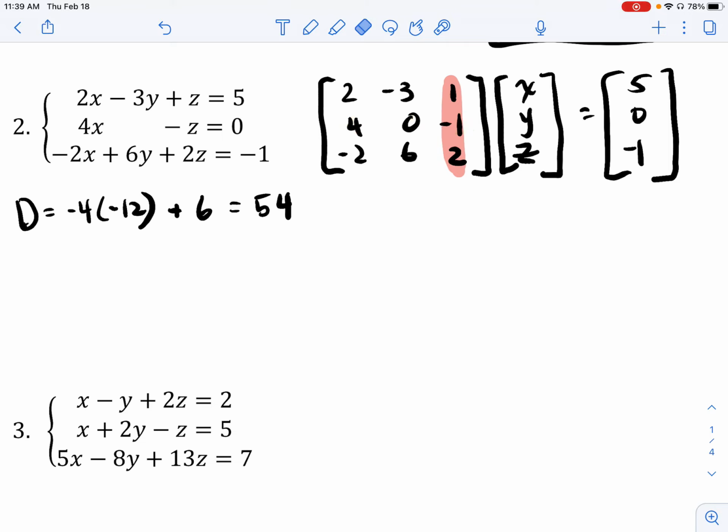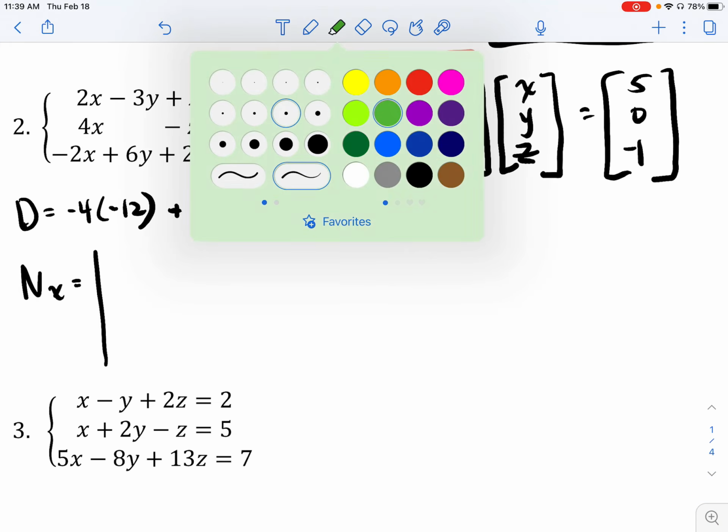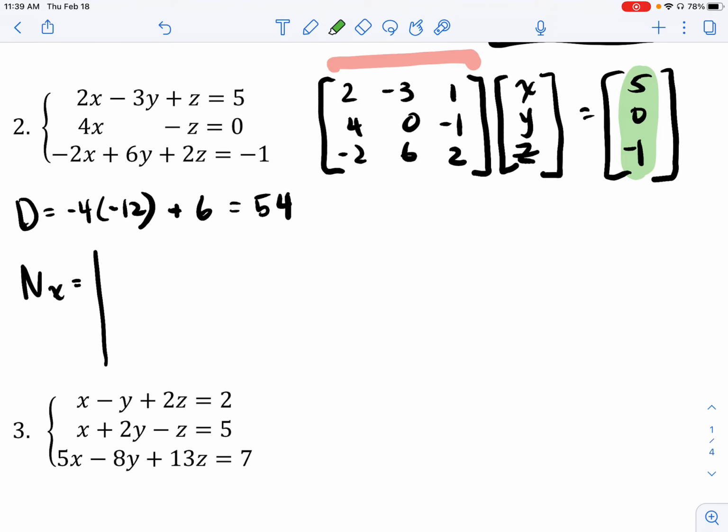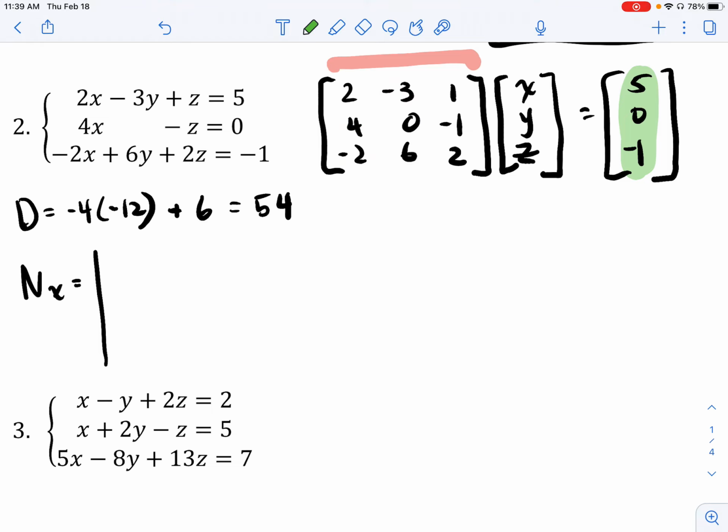Okay, let me go ahead and erase these now. So now let's move on to finding our other determinants. So n sub x here. I'm going to take this coefficient matrix and I'm going to replace each column with this constant column. Since I'm finding n sub x, I'm going to replace my x column with 5, 0, -1. These values are going to go -3, 1, 0, -1, 6, 2.